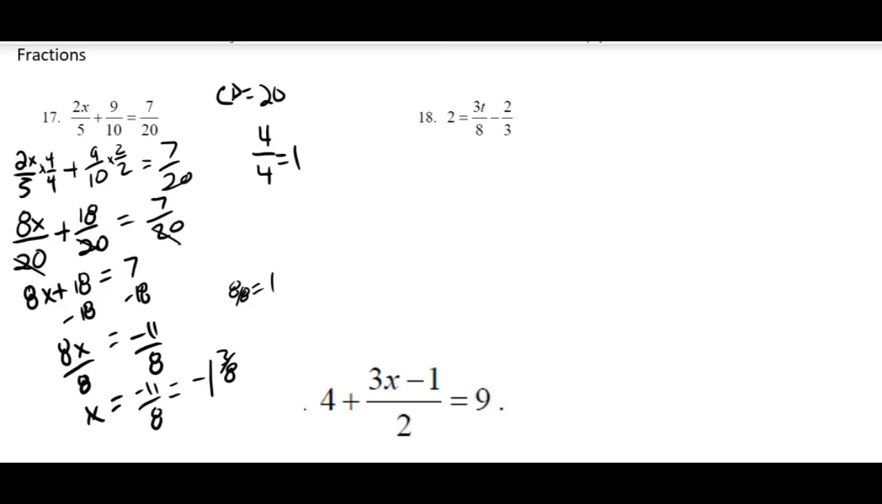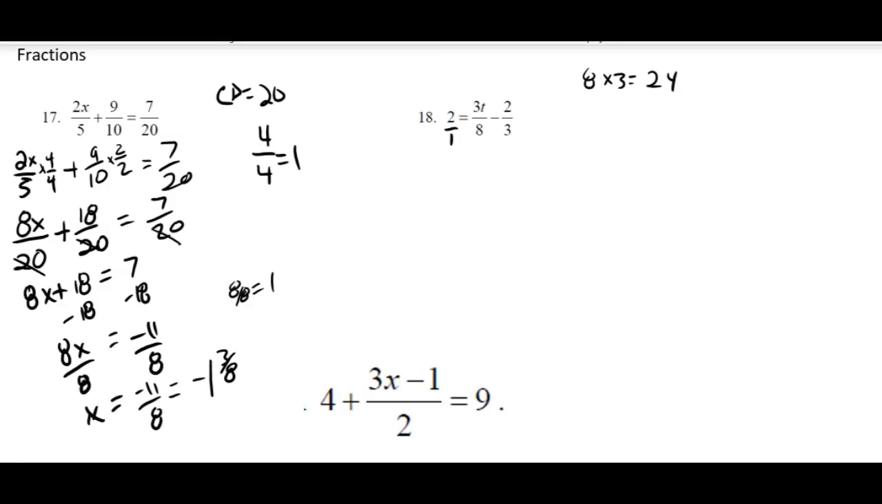Moving on to the next one here. On this one, this is really 2 over 1. If that helps you looking at it like that, that's fine. Okay, what's the common denominator between 8 and 3? Well, sometimes I can just do 8 times 3. And that's going to give me 24. So that's probably my common denominator.